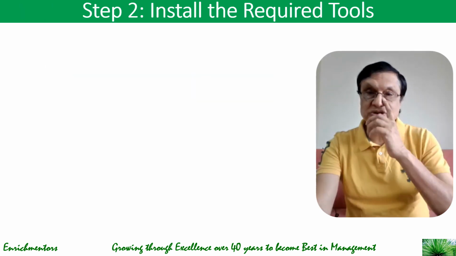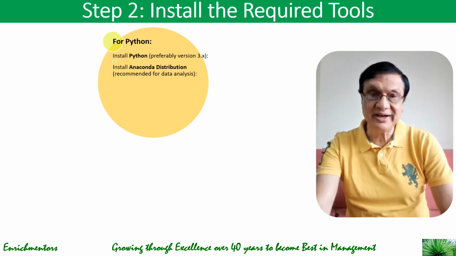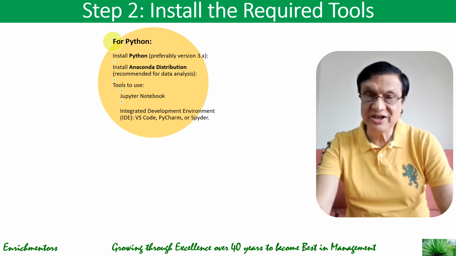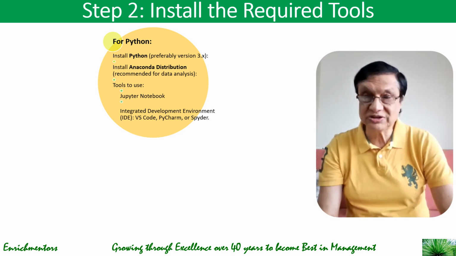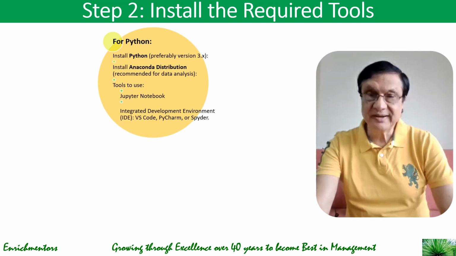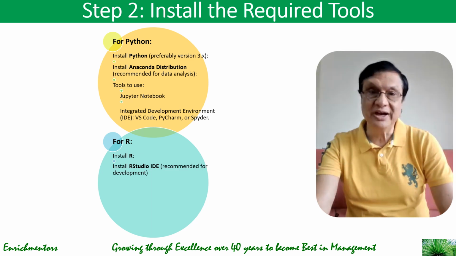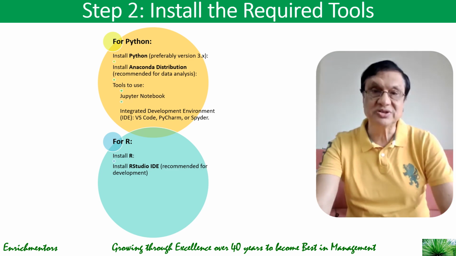Now, then what you need to do is to install the required tools. For Python, you need to install Python, preferably version 3.x. Then you need to install Anaconda distribution, recommended for data analysis. And then the tools that you need to install are like Jupyter Notebook, and an Integrated Development Environment, IDE, like VS Code, PyCharm, or Spyder. So these are the important programs that you need to install. For R, you need to install R obviously, and then install RStudio IDE for development work, right? So these are the tools that you need to install.